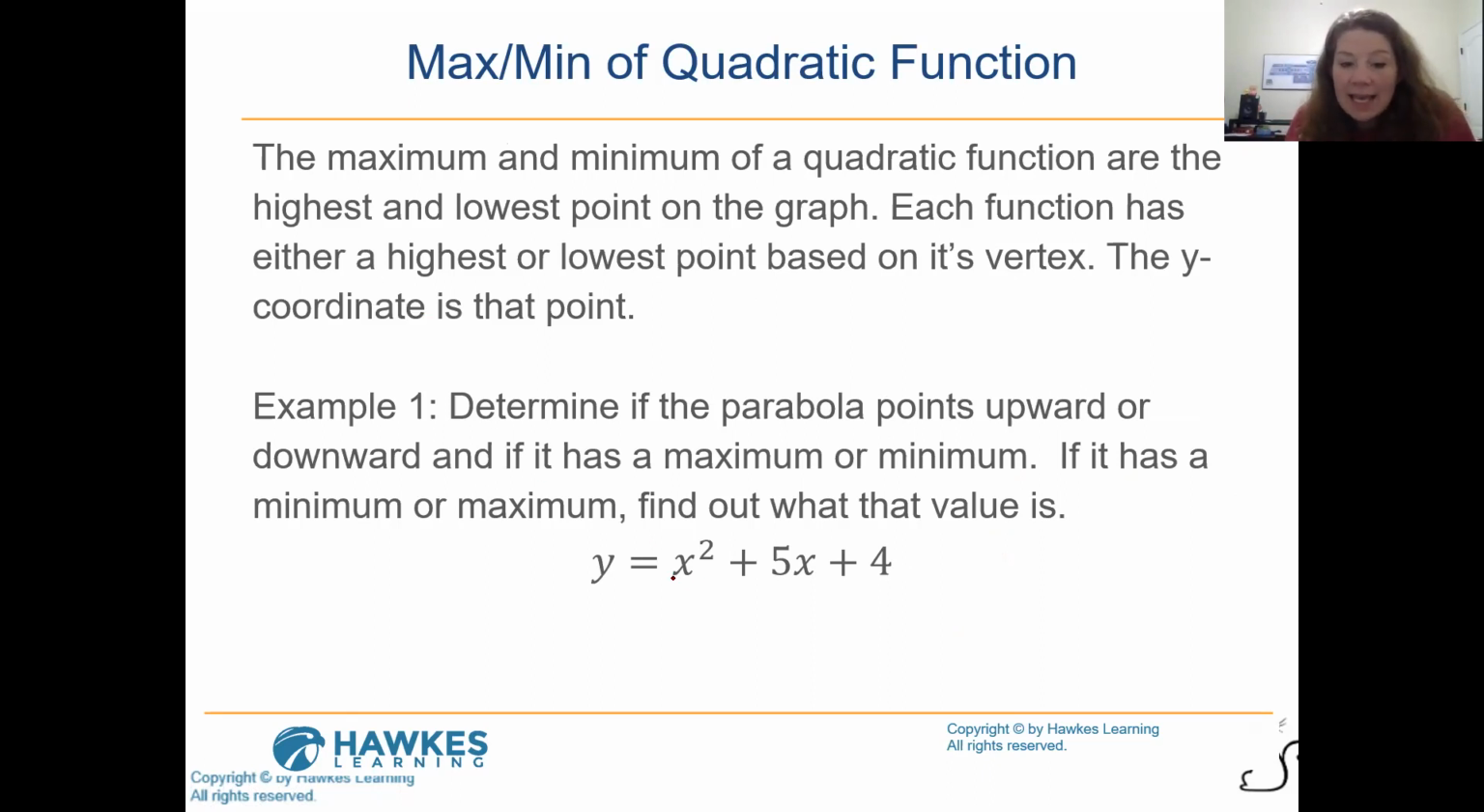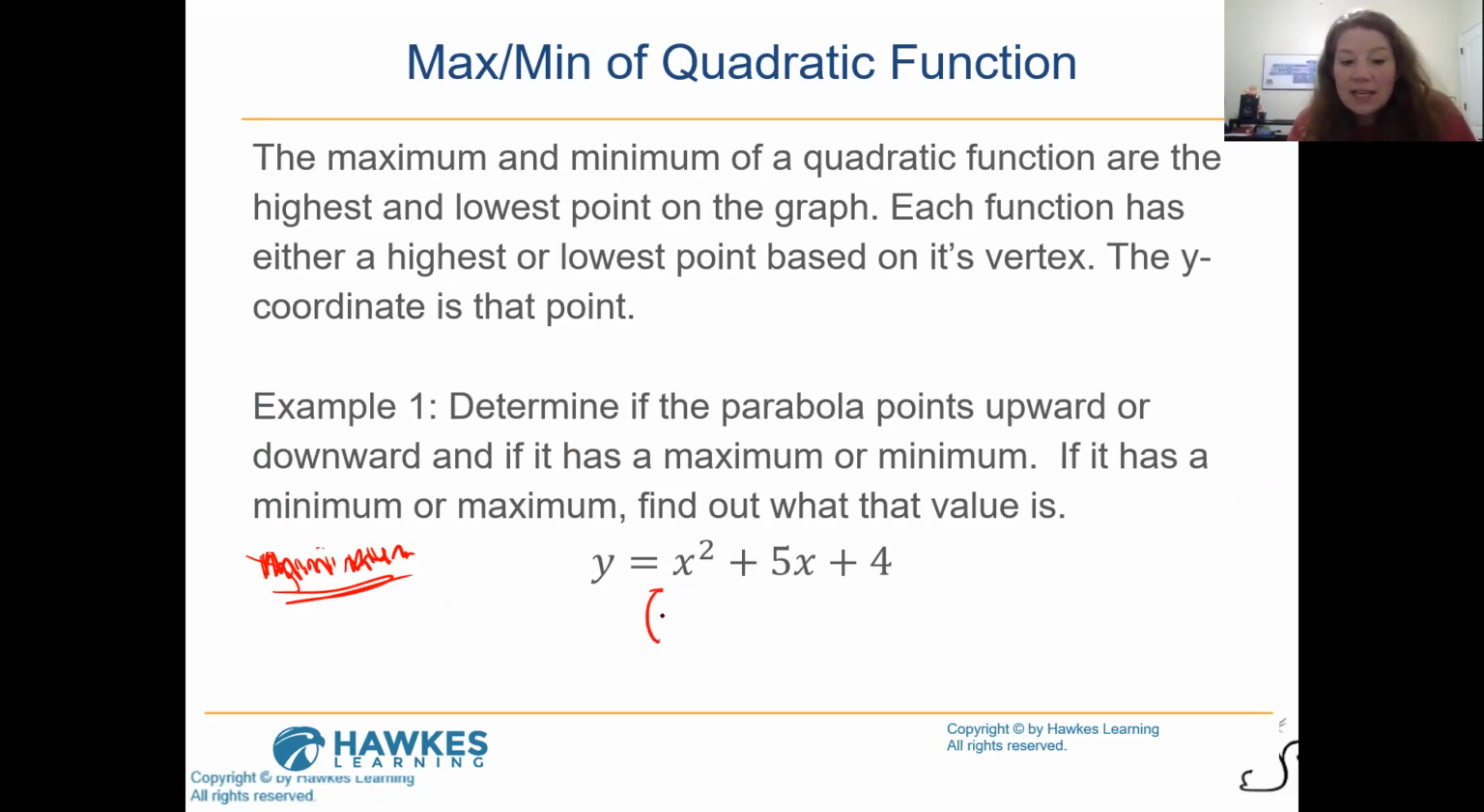So since a is positive, that means it's a positive or a happy parabola, which means it has a minimum. So the first choice on Hawk's Learning I'm going to choose is the word minimum because a is positive. Wow, that's all messed up, isn't it? It has a minimum since it's positive.